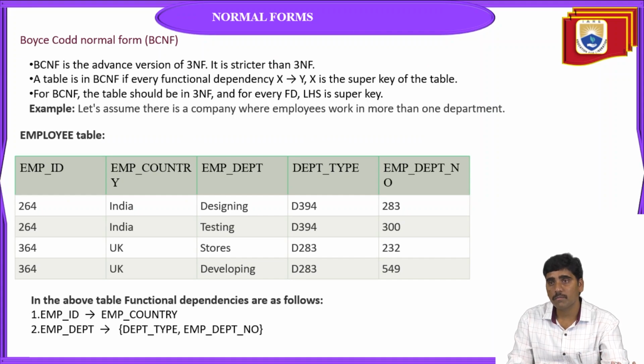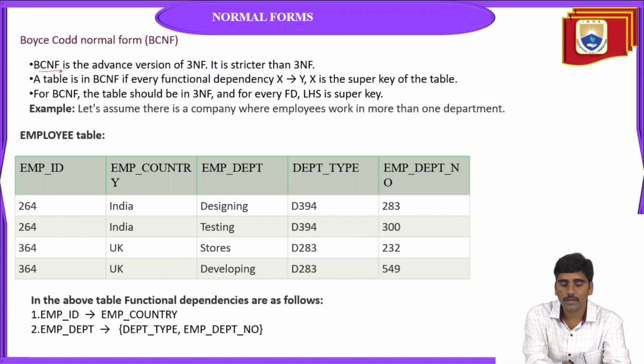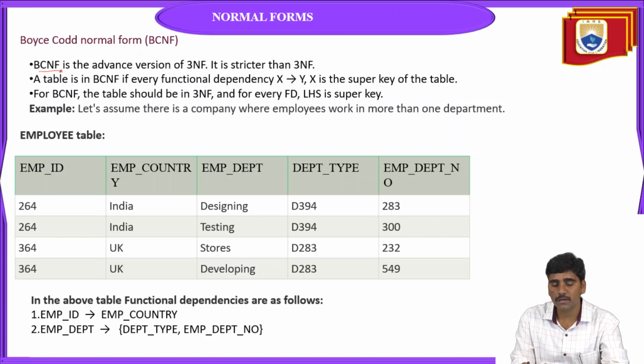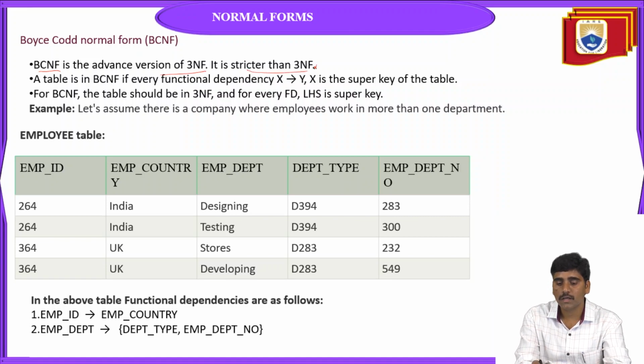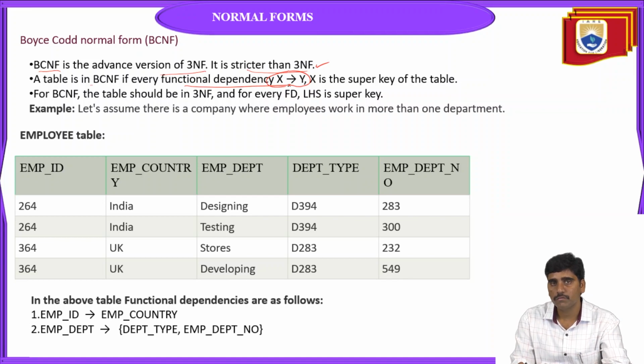And the stronger normal form of third normal form is what? Boyce-Codd normal form. So BCNF, we can call it BCNF, and it is the advanced version of third normal form. It is stricter than third normal form. So a table is in BCNF if for every functional dependency X tends to Y, X is the super key of the table.